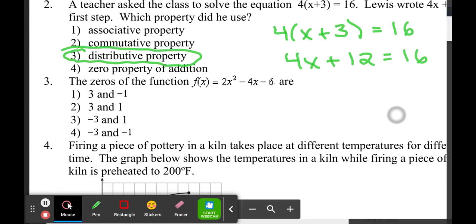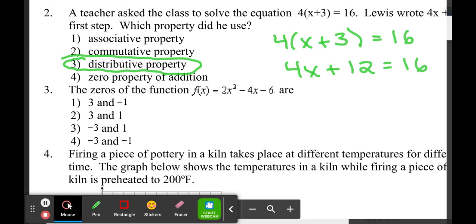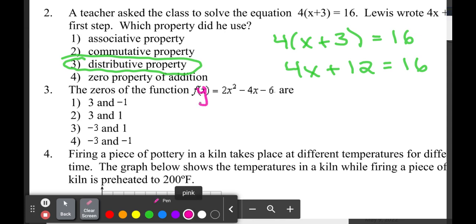Anybody got questions? Okay. Number 3, the zeros of the function y equals 2x squared minus 4x minus 6 are blank. So the way you do this one, put this into y equals. Hey, it's supposed to be pink and it looks purple. Type that in, 2x squared minus 4x minus 6. And then you hit graph. And zeros are where they cross the x-axis.